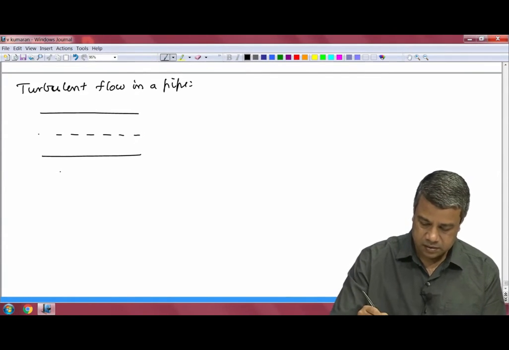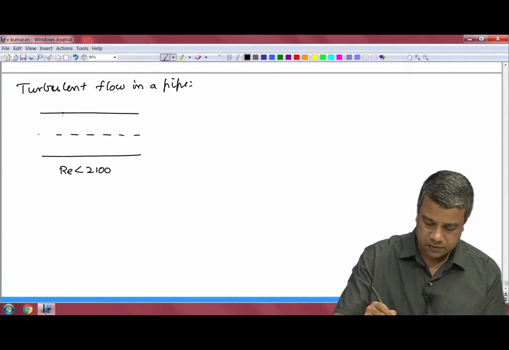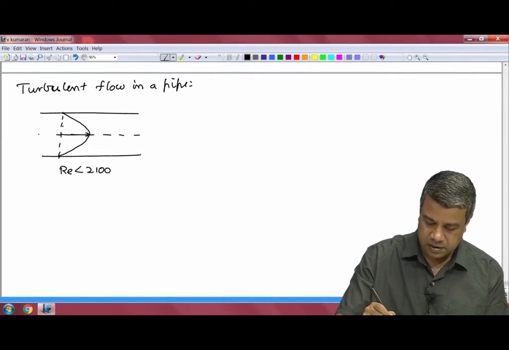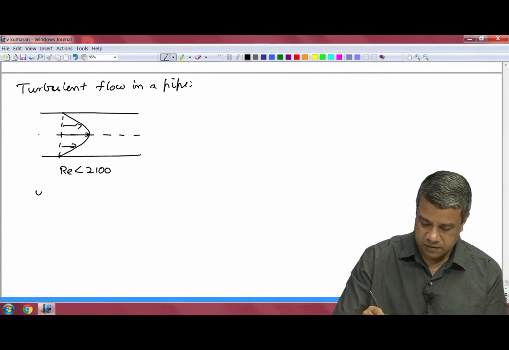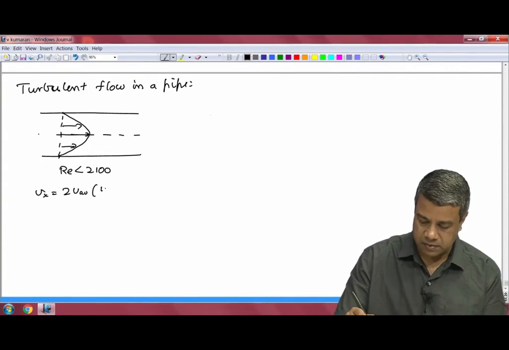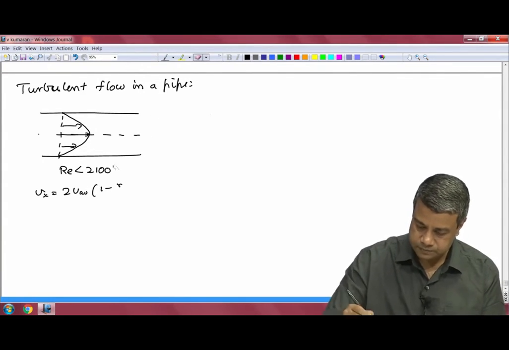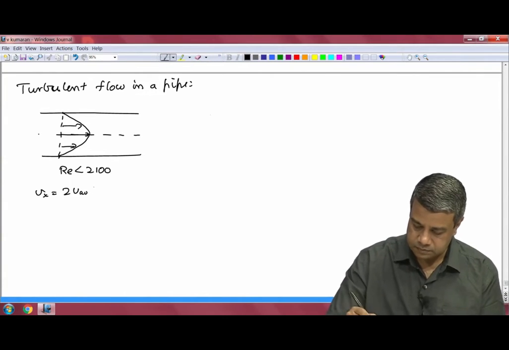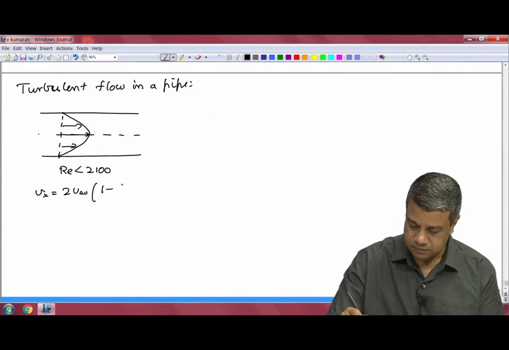Okay. So, for Reynolds number less than 2100, the flow is laminar. We just derived the velocity profile for a laminar flow. It was a parabolic profile: Vx is equal to 2 V average into 1 minus r square by R square.